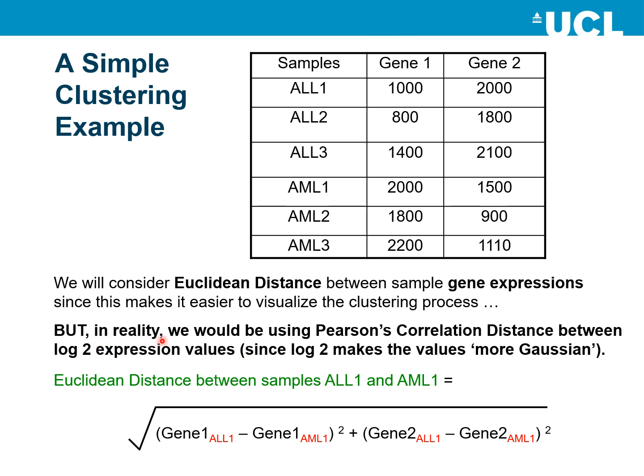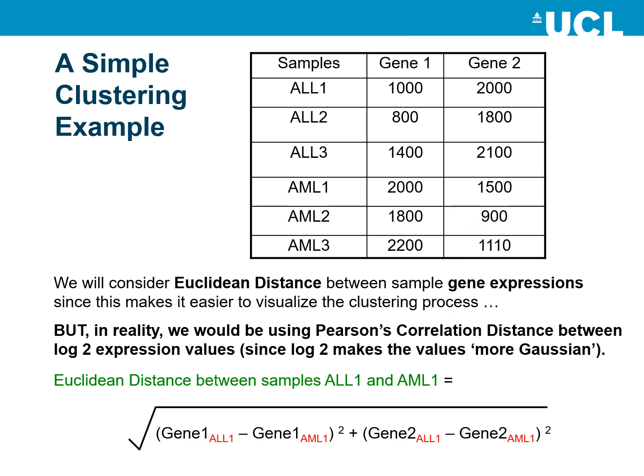The reality is that you would normally be using Pearson's correlation distance or the absolute value Pearson's correlation distance, and you would also be doing it between log2 expression values, since the log2 makes the values more Gaussian, so it's generally better for statistical analysis of all kinds. So these are caveats. This is what you normally would do for gene expression data, but we use Euclidean distance with just the gene expressions.